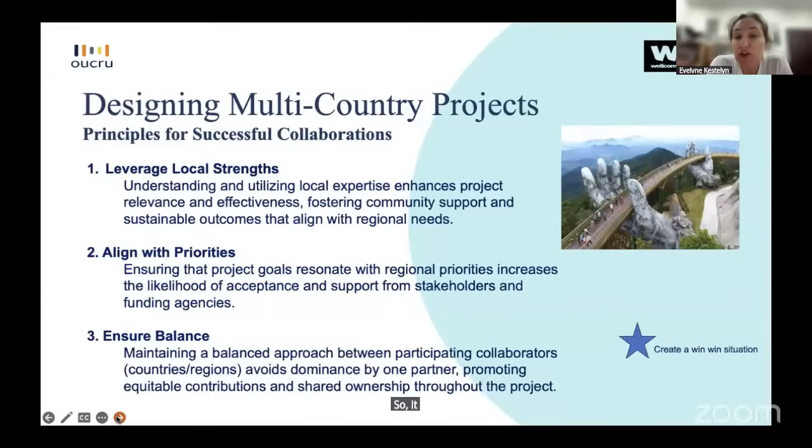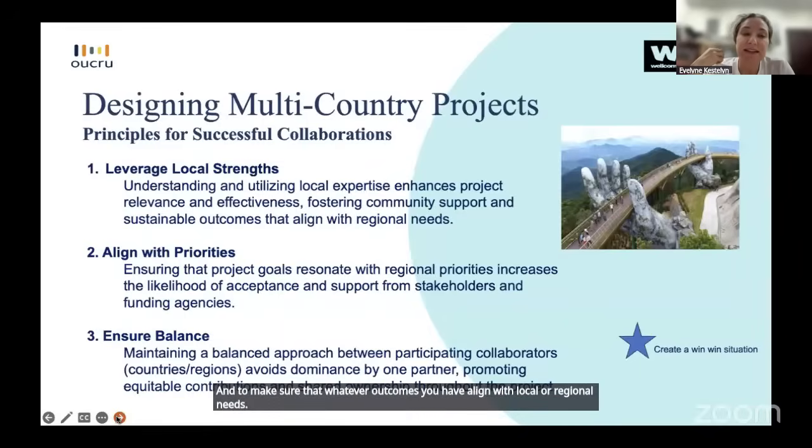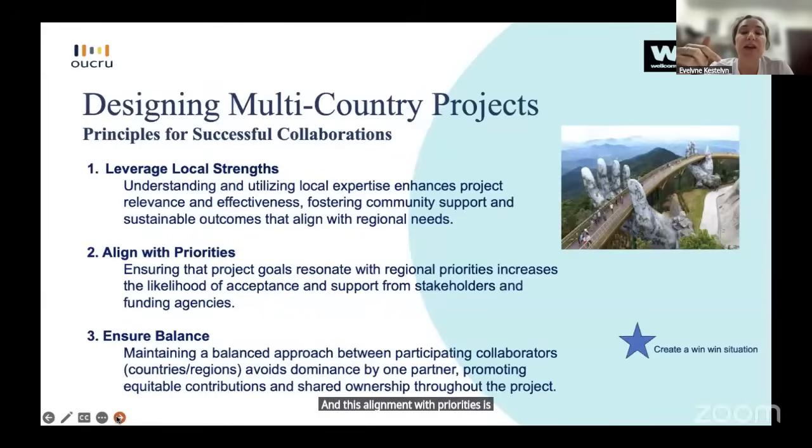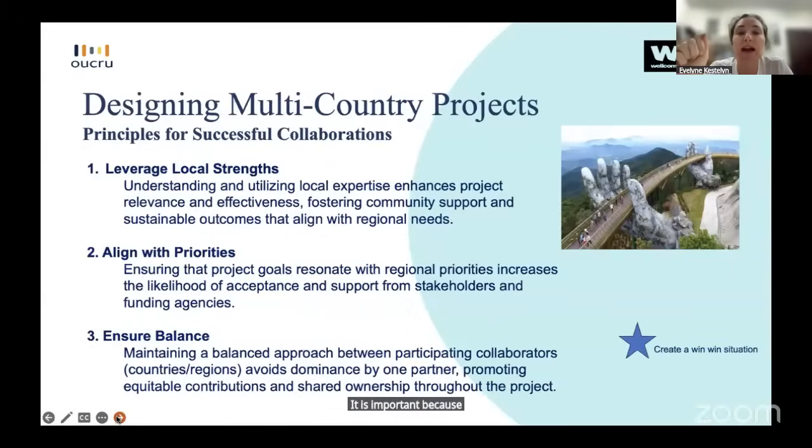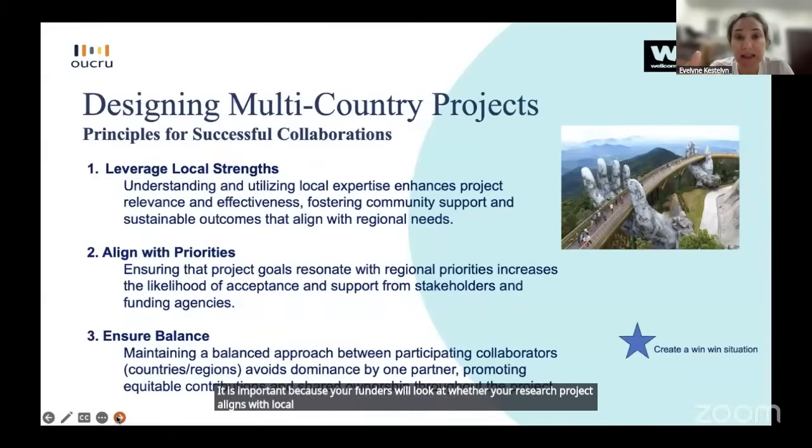So it is so important to understand local context and to utilize that local expertise when you are developing those projects. It's important to foster community support and to make sure that whatever outcomes you have align with local or regional needs. And this alignment with priorities comes back as a second point because it is so important. It is important because your funders will look at whether your research project aligns with local and regional needs.